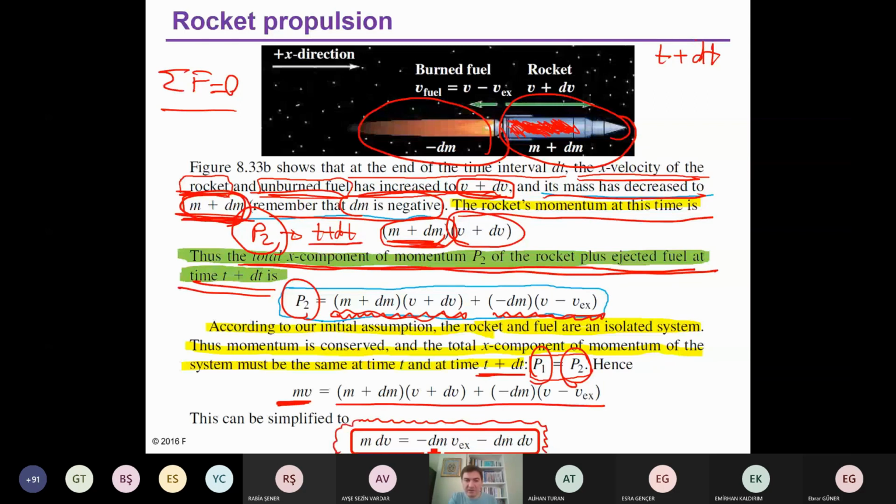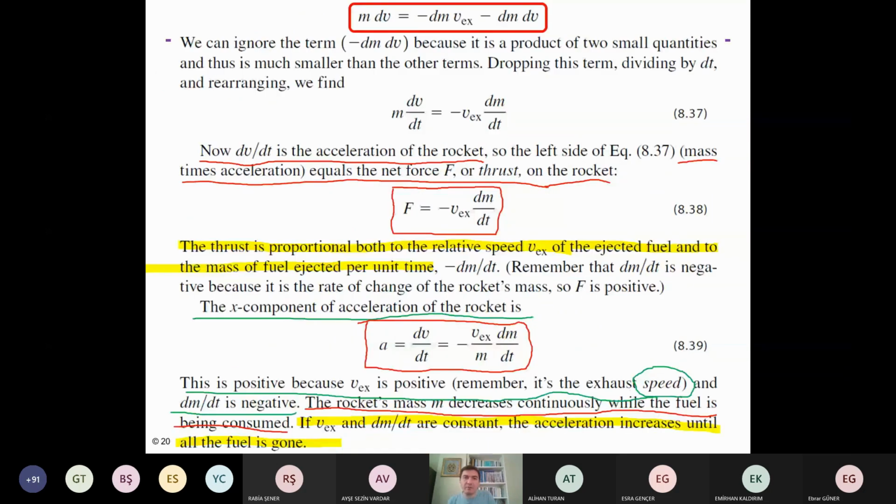m dv is equal to minus dm vx minus dm dv. Okay, so here we have a term, the multiplication of dm dv. What was dm? The change in the mass of the rocket. dv is the change in the velocity of the rocket. So since these are very small quantities compared to the other terms, you can ignore this one for simplicity. Okay, then if you divide both sides of the equation by dt, you can get this expression.